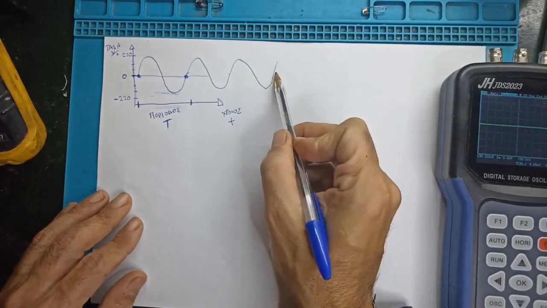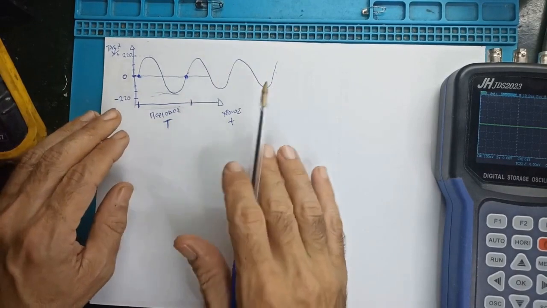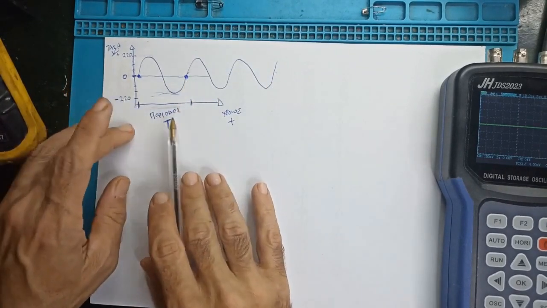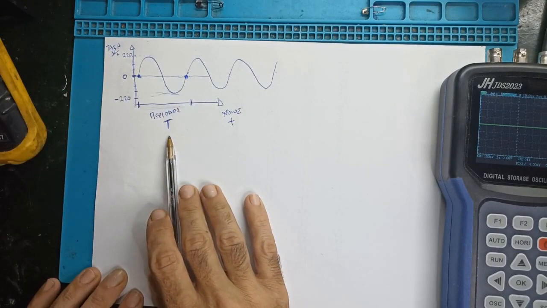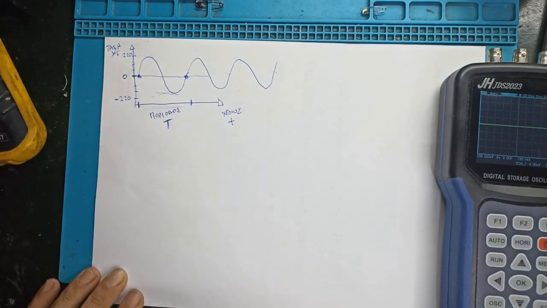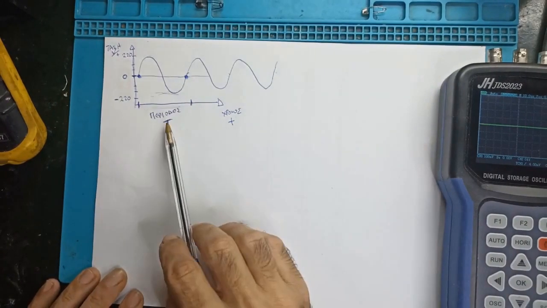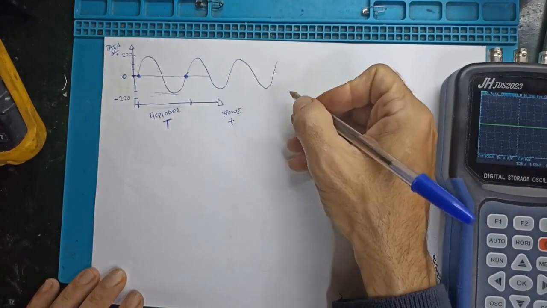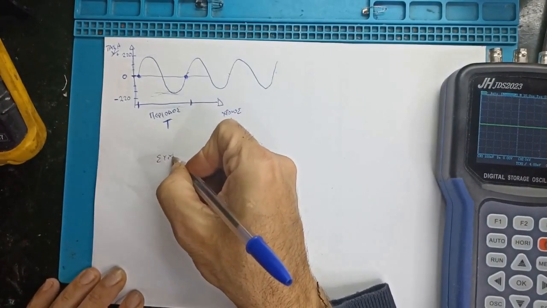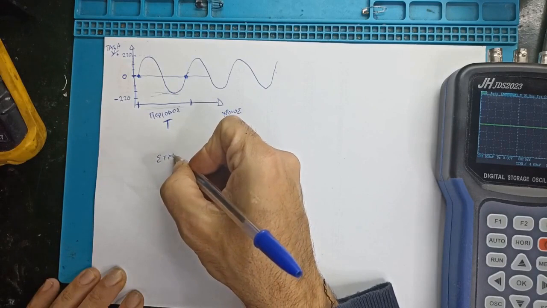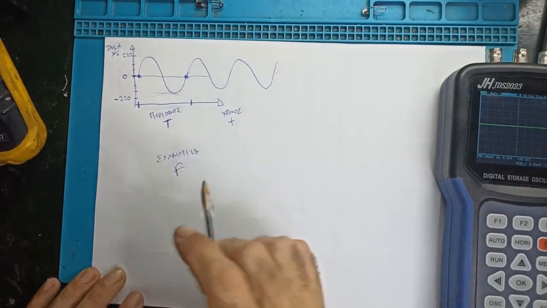And that is the period here. And the frequency, the 50 hertz that our network has, is how many periods occur in the unit of time, which is the second. In other words, how many alternations does it make per second? This is the frequency. The frequency is symbolized by F, like this, and it shows us how many alternations occur in a second.